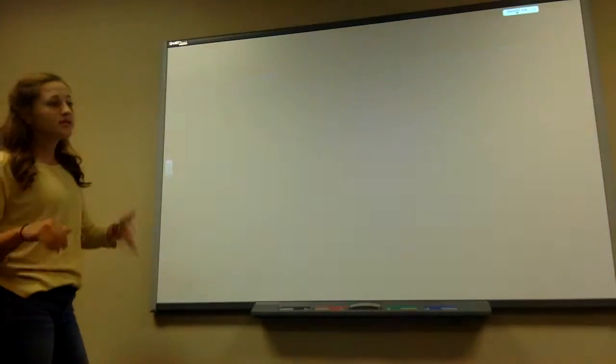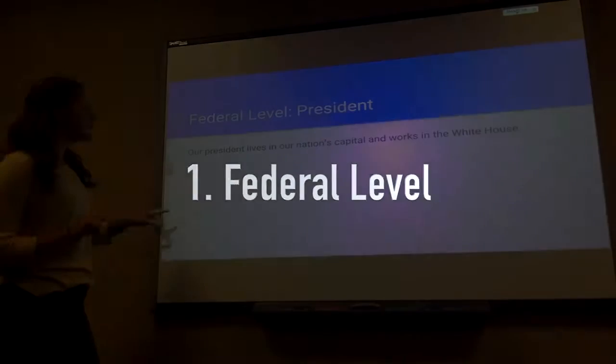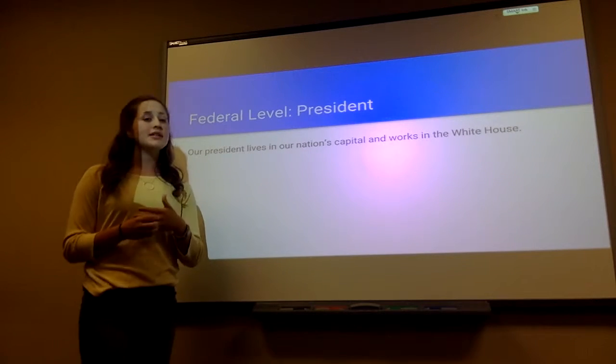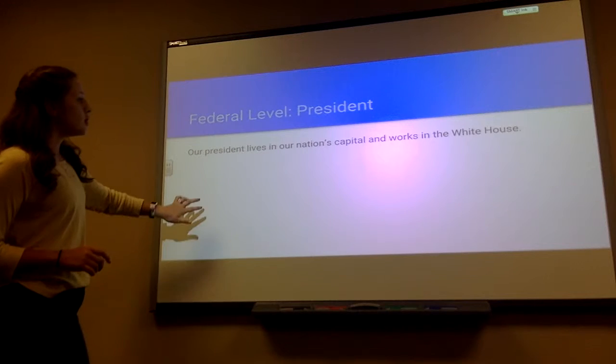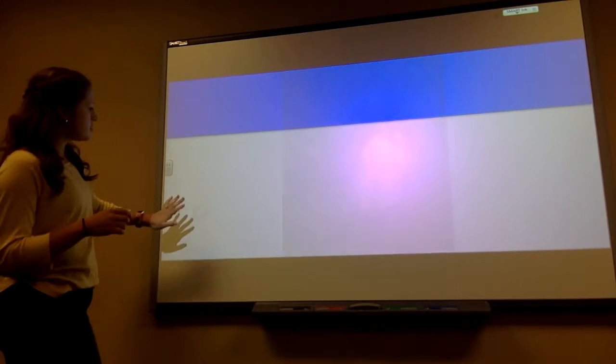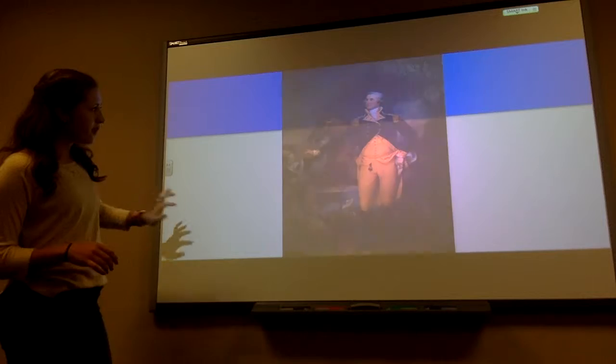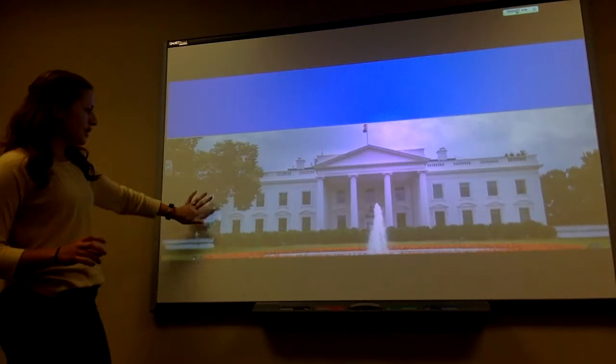So who are the leaders at these levels? At the federal level, we have our president. Remember, they live in our capital, Washington, D.C., and they work in the White House. There was our first president ever, and here's the White House.